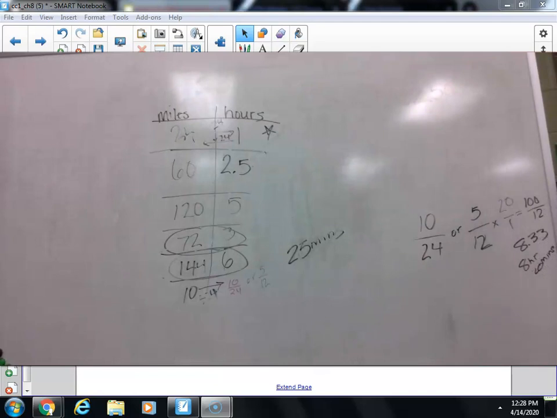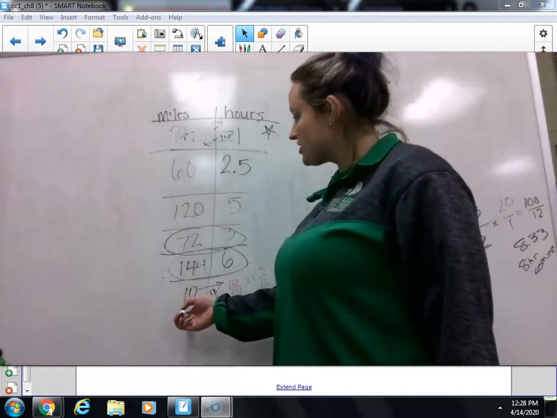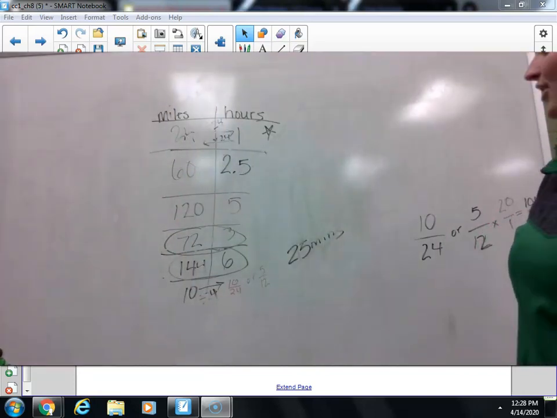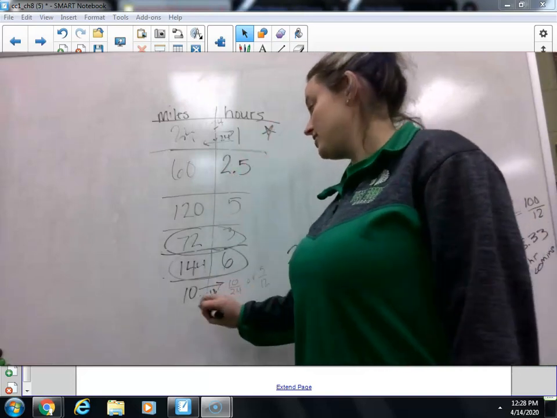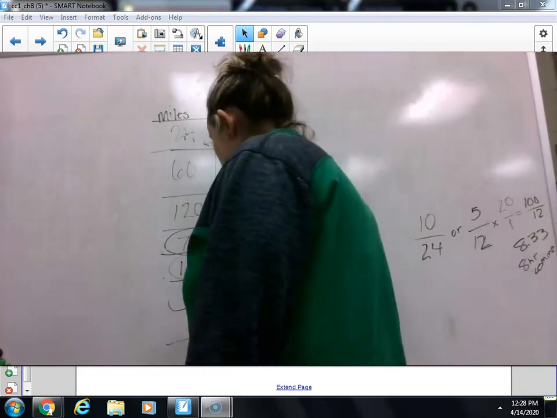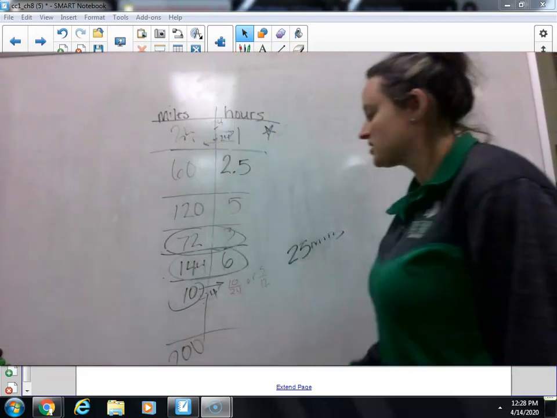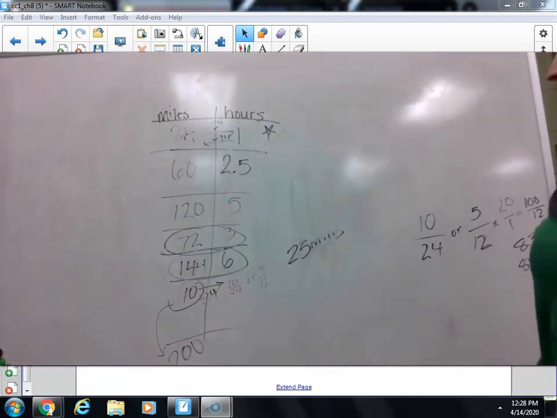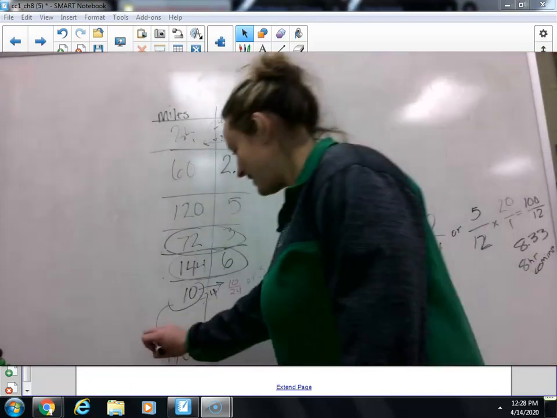So now let's look at letter D. If they bike at the same rate for the entire race, how long does it take them to finish the 200-mile race? Using our table, we figured out that we can use 10 miles to get to 200. So 10 times what gives you 200? Everyone? Right. 10 times 20.